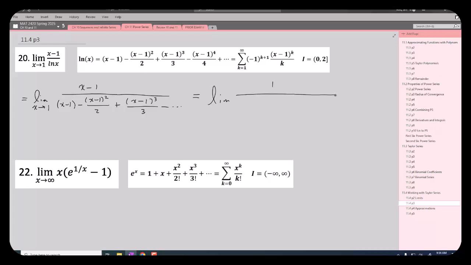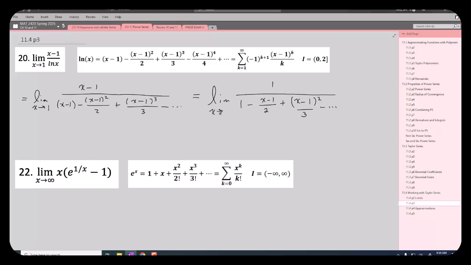And when we divide the first term in the denominator by x minus 1, we get 1. When we divide the second term by x minus 1, we'll end up with x minus 1 over 2. When we divide the third term, we'll end up with x minus 1 squared divided by 3, etc. And this limit can now be evaluated.